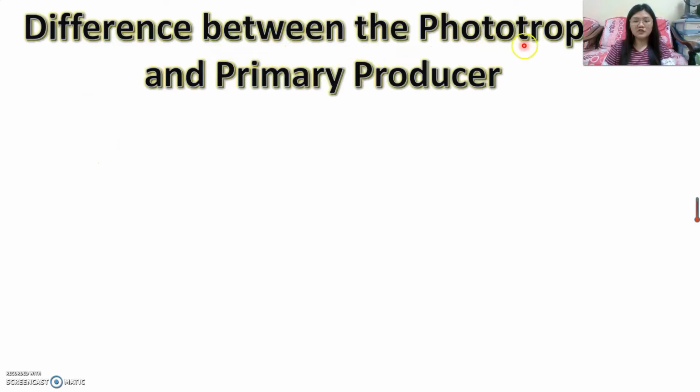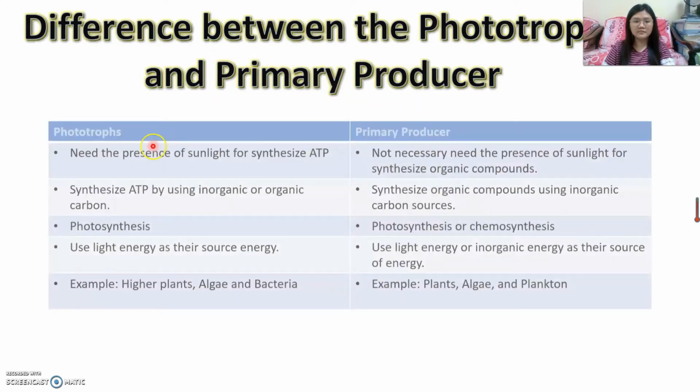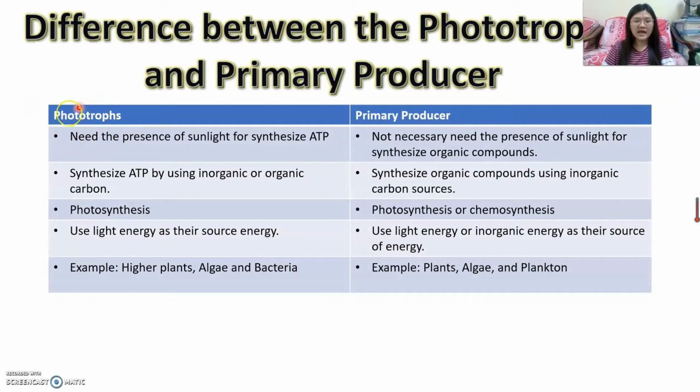Differences between phototrophs and primary producers. Phototrophs: photo is defined as light. It needs the presence of sunlight to synthesize ATP. But for a primary producer, it's not necessary. A primary producer can synthesize organic compounds in conditions without light. Next, phototrophs can synthesize ATP by using inorganic or organic carbon. Phototrophs have two types. One type is photoautotrophs, another type is photoheterotrophs.